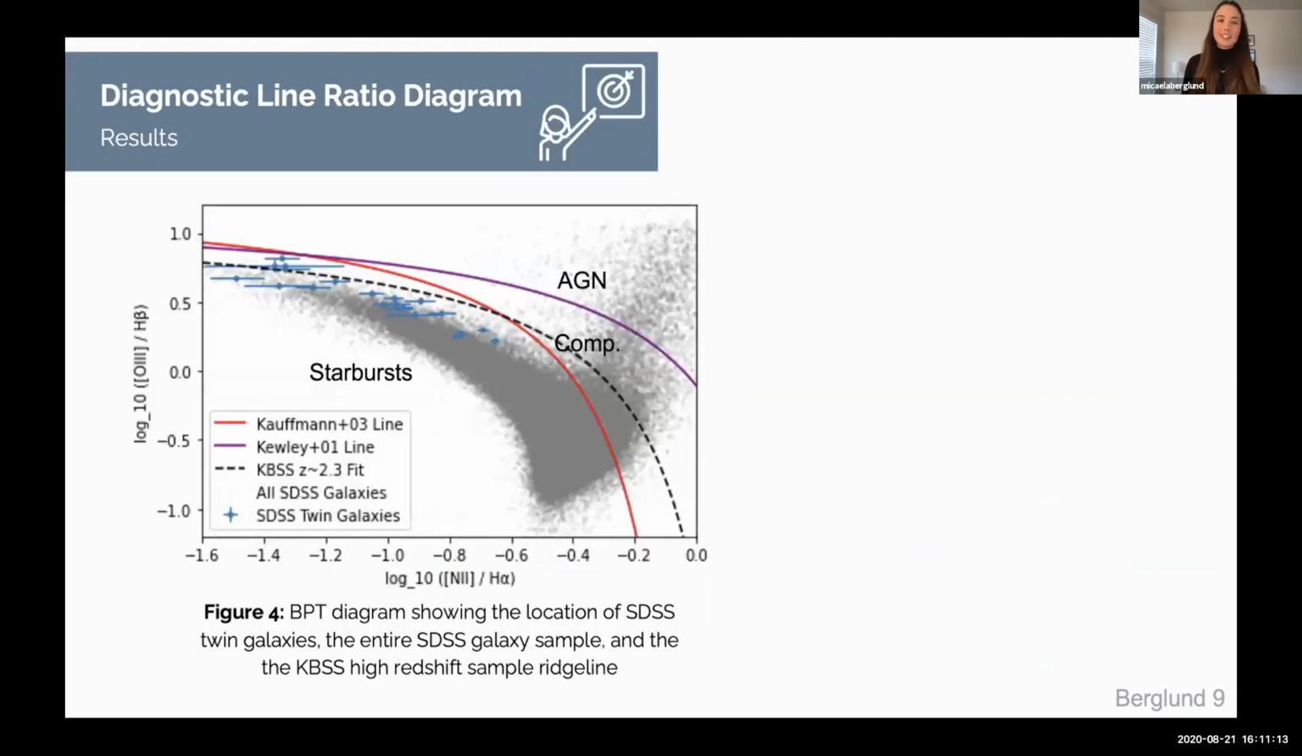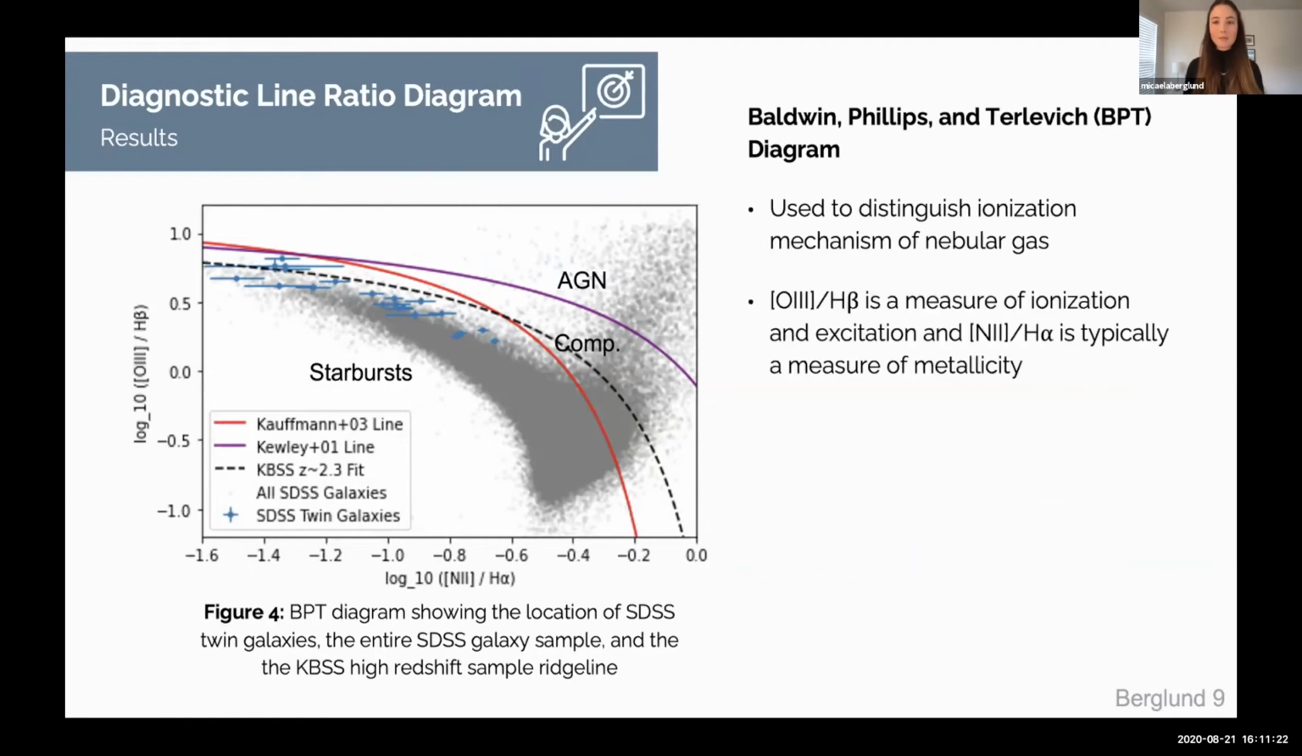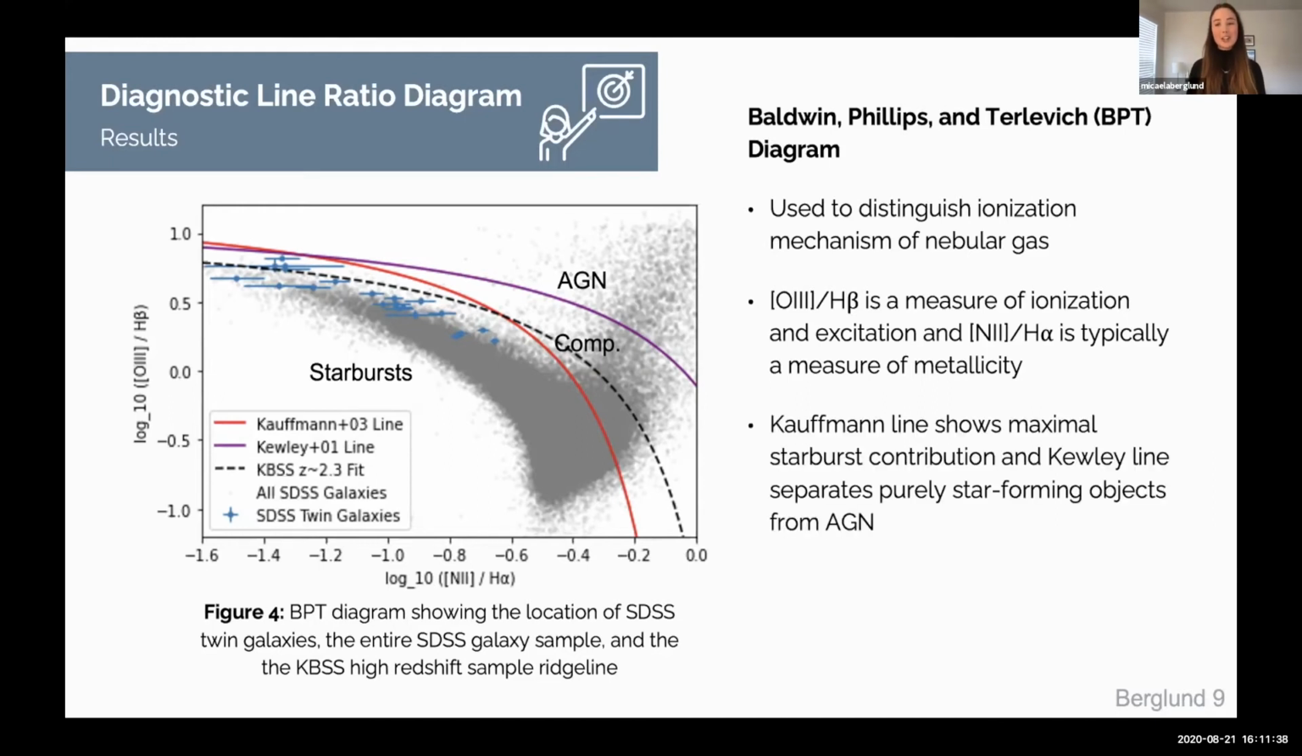So this is the diagnostic line ratio diagram that we made. It's called a BPT diagram, and it's used to distinguish the ionization mechanism of nebular gas. On the y-axis, you'll see O3 over H beta. That's a measure of ionization and excitation. And on the x-axis, you'll have the measure of metallicity, which is N2 over H alpha. The red line shows the maximal starburst contribution, and the purple line separates the purely star-forming objects from the AGN.